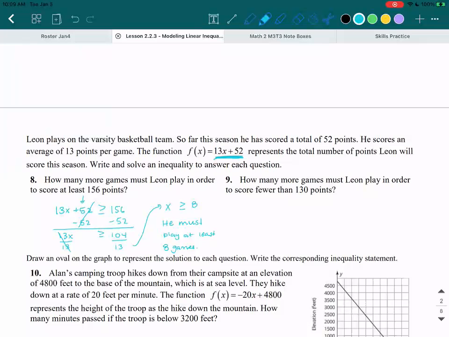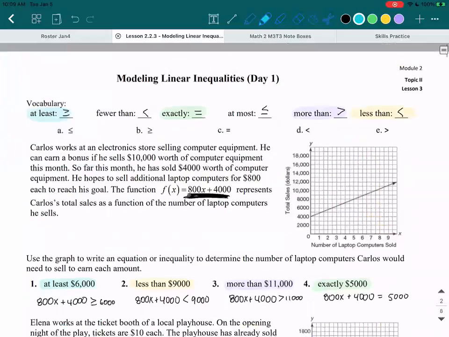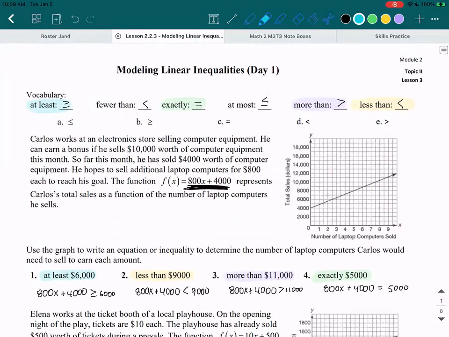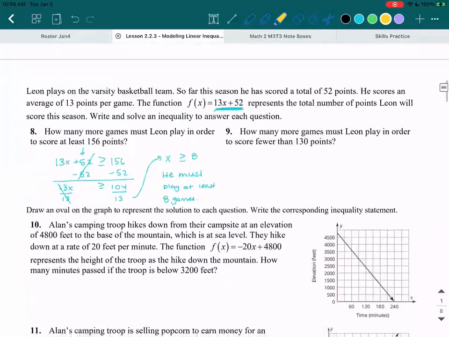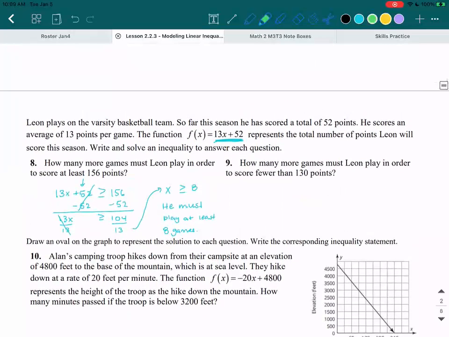How many more games must Leon play in order to score fewer than 130 points? Okay, let's take a look at our vocabulary word. Which one is fewer than? Fewer than, well, I guess it doesn't have a color, but I'm going to highlight in yellow because fewer than and less than are pretty much the same thing. So we're going to use the less than symbol for this one. Okay, so let's write out our expression, 13x plus 52, and we want fewer than 130 points, or less than 130 points.